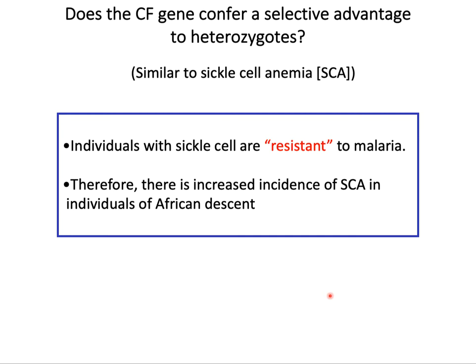And this is similar to the sickle cell anemia story that I think many of you probably know. Individuals who have sickle cell anemia tend to be "resistant" to malaria. Resistant may be kind of a strong term, but that's why I have it in quotations. They can get malaria infections, but they survive malaria infection, so they are less sensitive to it. It is well known that there is an increased incidence of sickle cell anemia in individuals of African descent.